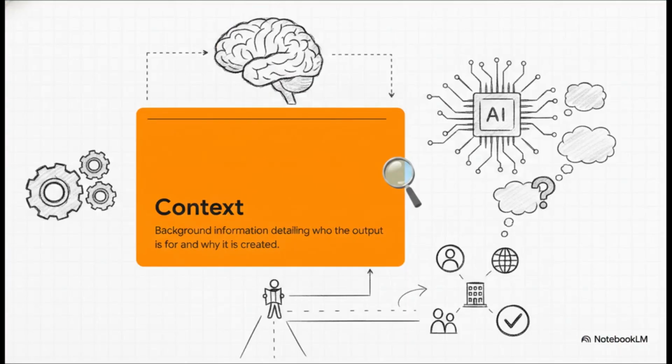Moving right along to core component 2, context. Now, a task alone just isn't enough. Once we have our task, we desperately need to anchor it to reality. And context provides that vital background information. It's the why and the for whom. Because without context, the AI is essentially operating in a total vacuum, just guessing at what you actually need. Context gives it the situational awareness to be genuinely helpful for your specific circumstances.